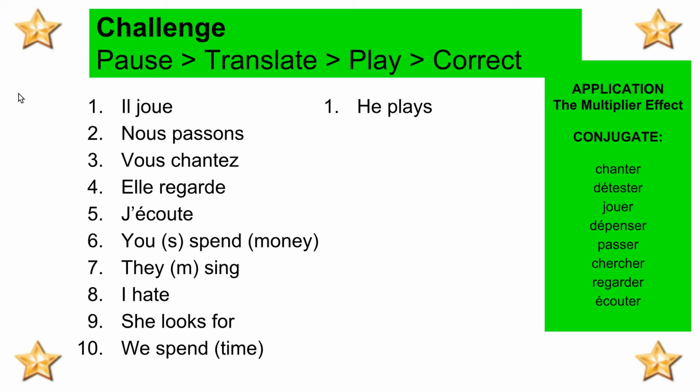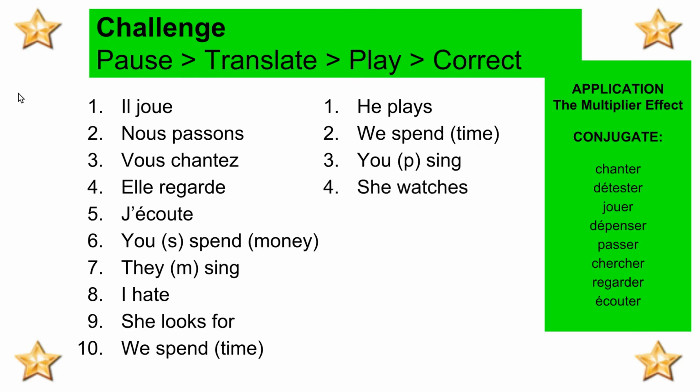Numéro 1. Il joue, he plays. Numéro 2. Nous passons, we spend. And remember, passer is used for spending time. Numéro 3. Vous chantez. You sing. Remember, it's the plural form of you. Numéro 4. Elle regarde. She watches. Numéro 5. J'écoute. I listen or I'm listening.